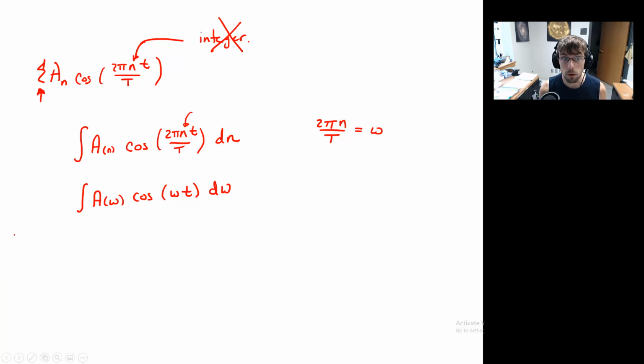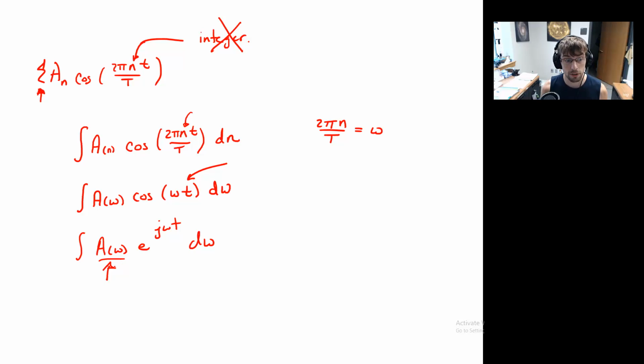Oh, but wait, there's more, right? You could always, if you wanted to, say, well, this is ugly. I don't want to have to bother with that. I could always apply Euler's relation. And so, yes, you could just as easily do something like a of omega e to the j omega t d omega. And that allows your amplitudes here to also, they'll probably pick up some imaginary components.